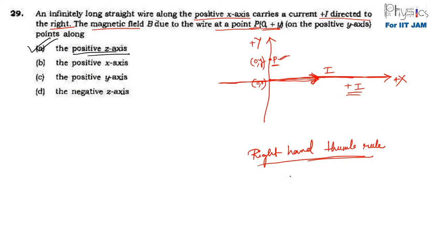Even if you don't remember, you can think of dot field and cross field. It is the dot field that is coming towards you, and it is the cross field that is going away from you. So the dot field that is coming towards you is along positive z-axis. Is it clear? Please tell me.